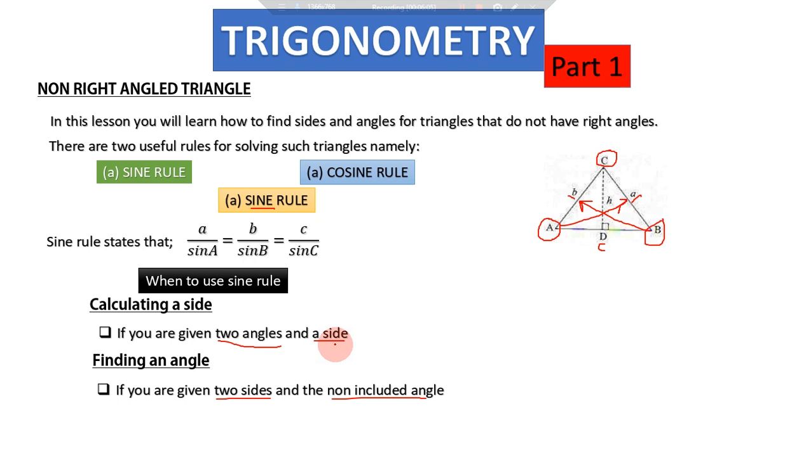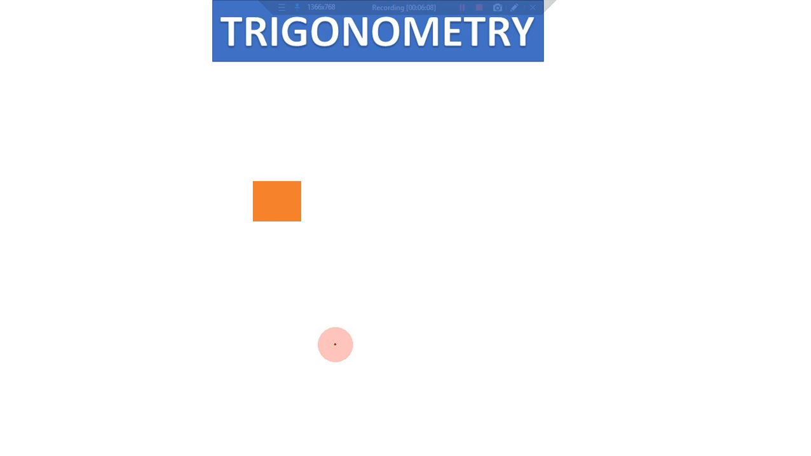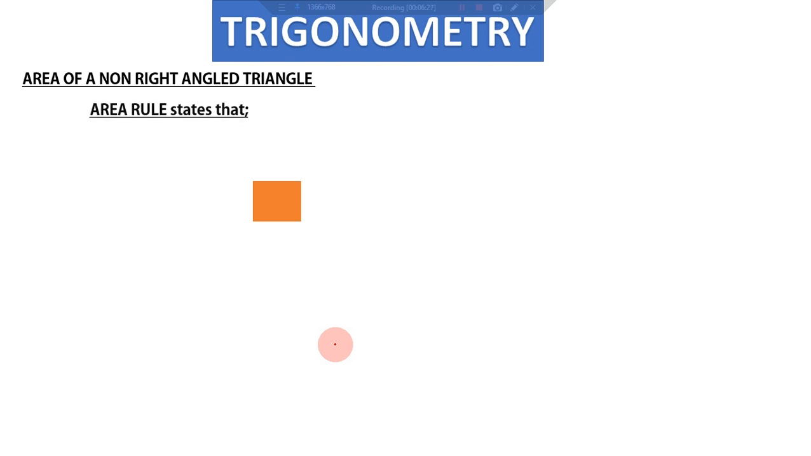Okay, we proceed. The next formula will be on the area. Area of a non-right angled triangle. On all our non-right angled triangles, this is the formula that we are going to be using. It will not change whether we are using sine rule or cosine rule. This formula will be the same. So given this non-right angled triangle, for us to be able to find an area, we are going to be using angles. When you're finding area, it's very important to check the angles.